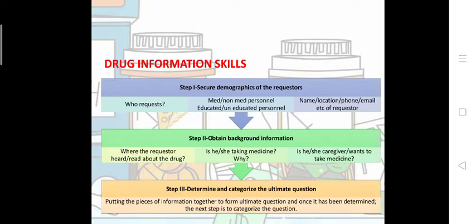Then you obtain the background information, like where the requester heard about that particular drug, whether he is taking any medication, why, and whether he or she is a caretaker who wants to take that medicine. So you try to find the background of that particular requester. Then third step, you determine and categorize the ultimate question. Putting the pieces of information together, you form the ultimate question, and once it has been determined, the next step is to categorize the question.